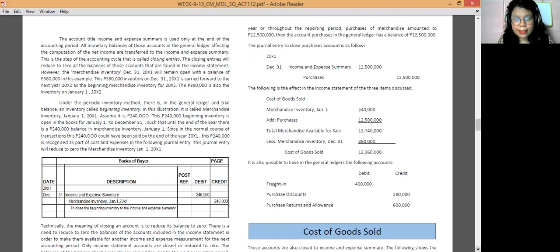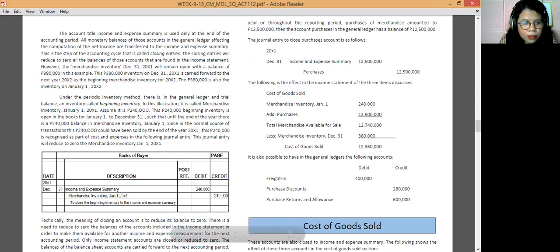Okay? Closing entries. Okay, so under the periodic inventory method, there is in the general ledger and trial balance an inventory called beginning inventory. So in this illustration, it is called merchandise inventory. So yung beginning inventory is called the merchandise inventory. So January 1, 20x1, assume it is 240,000. So this 240,000 beginning inventory is open in the books from January 1 to December 31. So such that until the end of the year, there is a 240,000 balance in merchandise inventory. Since in the normal course of transactions, this 240,000 could have been sold by the end of the year.